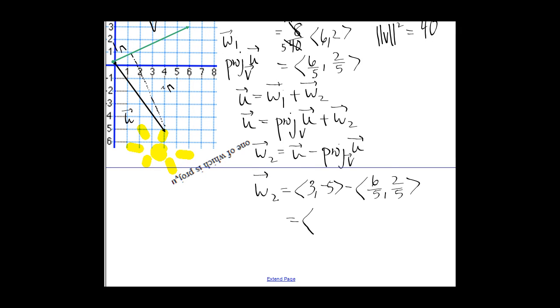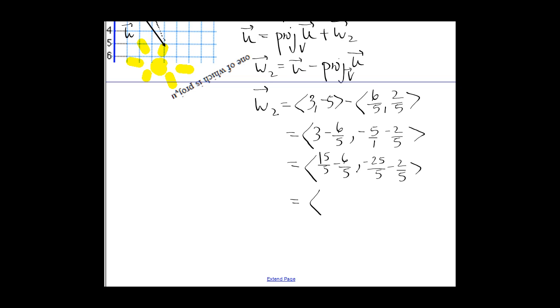So let's subtract the horizontal pieces, 3 minus 6 over 5. Subtract the vertical pieces, negative 5 minus 2 over 5. Common denominator: we have 15 over 5 minus 6 over 5, comma, negative 25 over 5 minus 2 over 5. 15 minus 6 is 9. Negative 25 minus 2 is negative 27, all over 5. So w sub 2 is given as such.